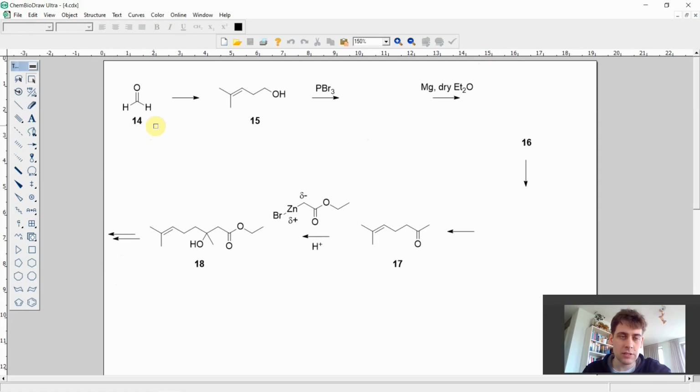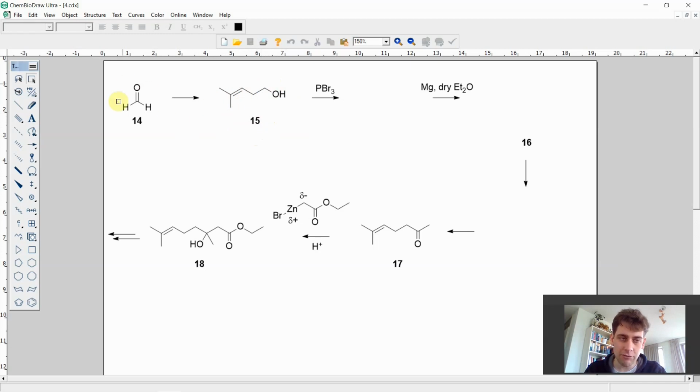14 is a carbonyl component, actually the C1 carbonyl component, so the simplest carbonyl component. It's formaldehyde, and in product 15 the carbonyl group is not visible anymore, and we have a very extensive carbon-based framework in our product. And we have here a primary alcohol, and we have here a double bond. So now we need to think about how we can produce this starting from 14.